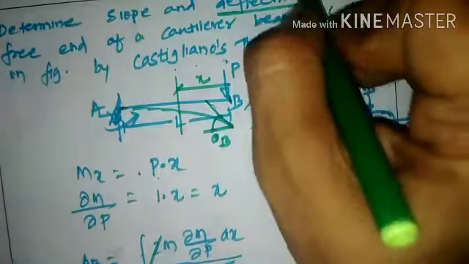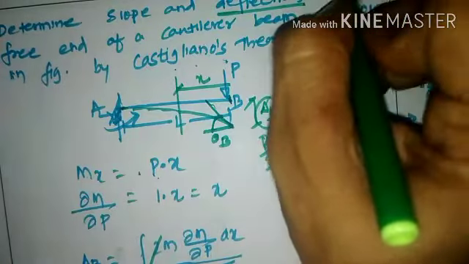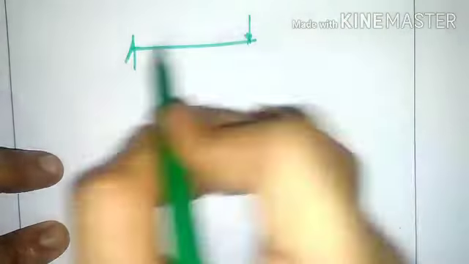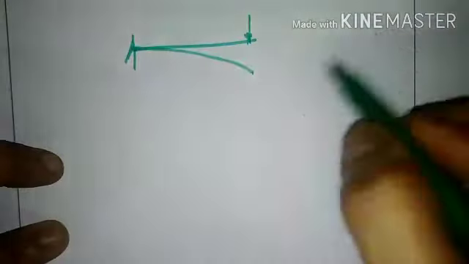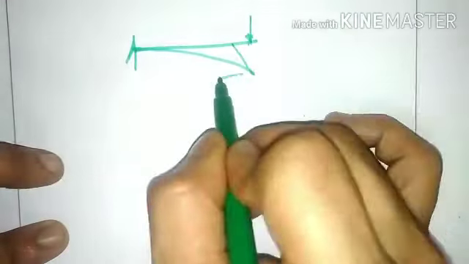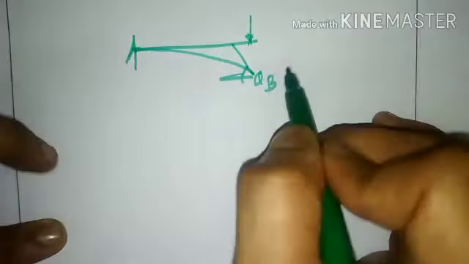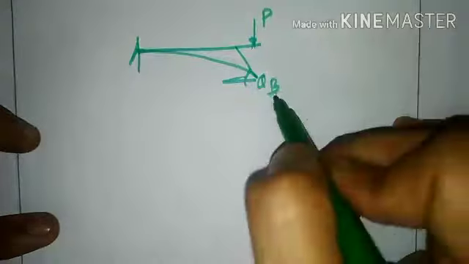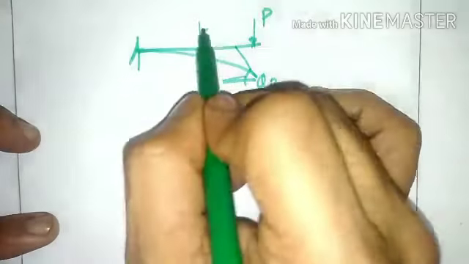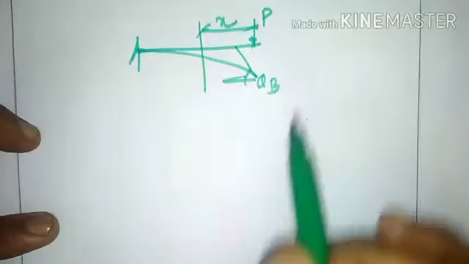Now the next task is to find out the slope. The deflection has been calculated as PL cubed by 3EI. Next we need to find out the slope at that particular location. To find the slope, I will redraw this beam again. Then this will be the elastic curve, with the slope at the free end considered as theta B. To find this theta B, I shall again consider a section here at any distance x.